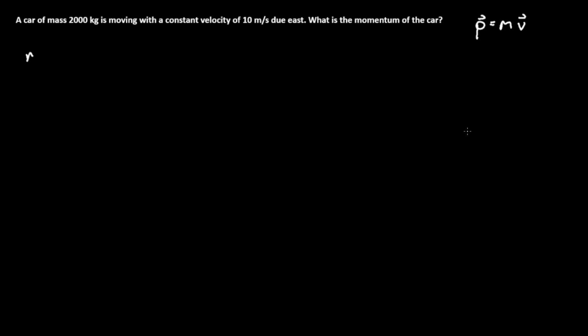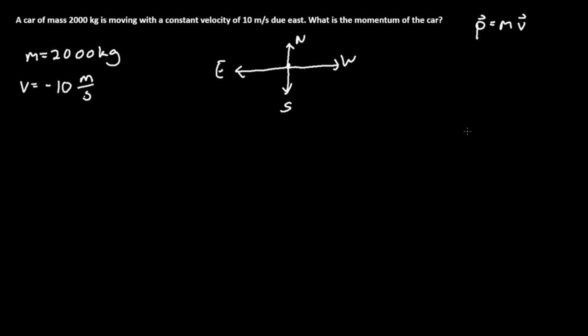Now that you've done it, let's mark down what we have in this problem. We have a mass of 2,000 kilos for this car. We also have a constant velocity, which matters, by the way, of 10 meters per second due east. If you have your little compass here, you will have north on the top, west to the right, east to the left, and south to the bottom. East implies that we will have a negative velocity since you're traveling to the left, and usually left is associated with negative. So we have negative 10 meters per second as our velocity.